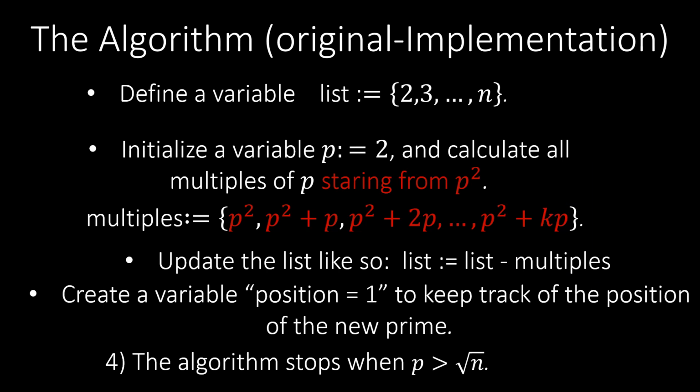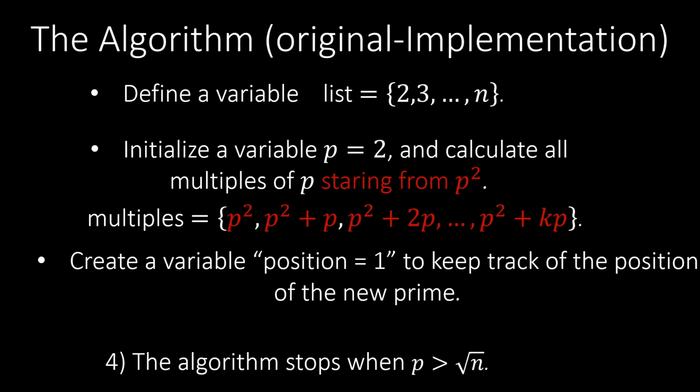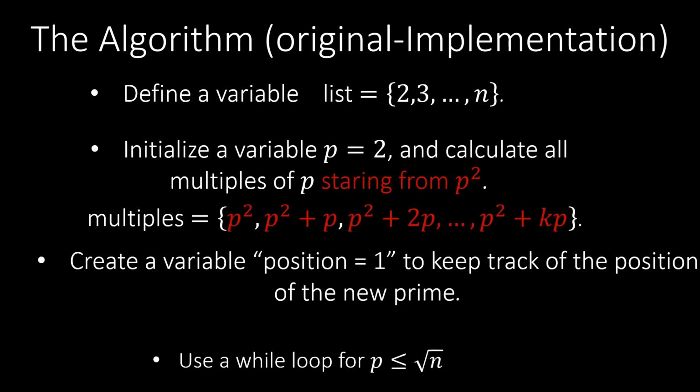And another variable is going to be position. That is going to determine what my p is. Remember, p starts at 2, so this number 2 will be position 1. This will be position 2, and so on, depending on what position you are in the list. So I'm going to keep the position of that number there, to keep track of what is the prime that I'm using to find the multiples. And the algorithm is going to stop when p is bigger than the square root of n.